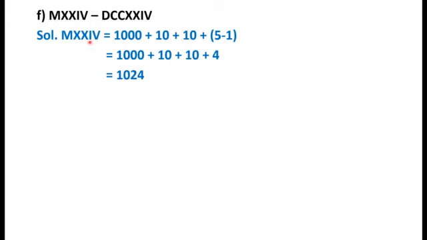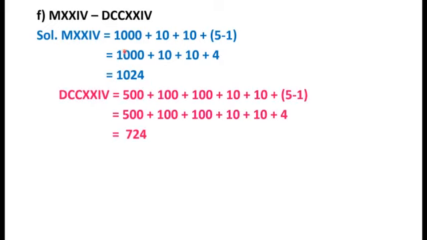So again the smaller one is coming in front of the larger value. So that means I will be subtracted from V according to the rule. Okay, so 5 minus 1, that is 4. Okay, so when we add 1000 plus 10 plus 10 plus 4, we will get 1024.